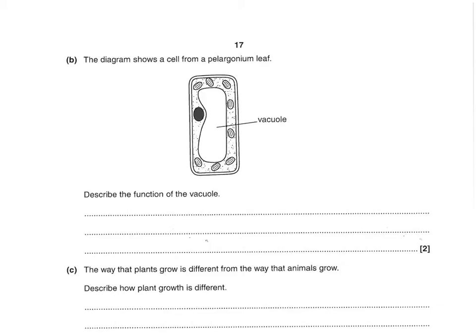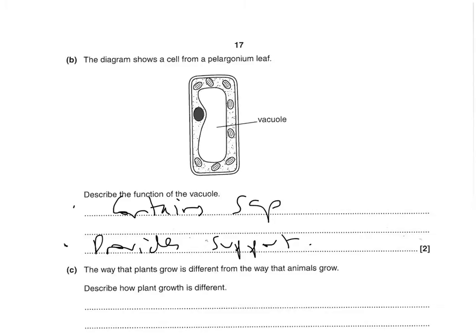Next one, the diagram shows a cell from one of those plant's leaves. Describe the function of the vacuole. So it contains sap, so that'd be your first mark. And then you could then say it provides support. So there's 1 mark for each of those.